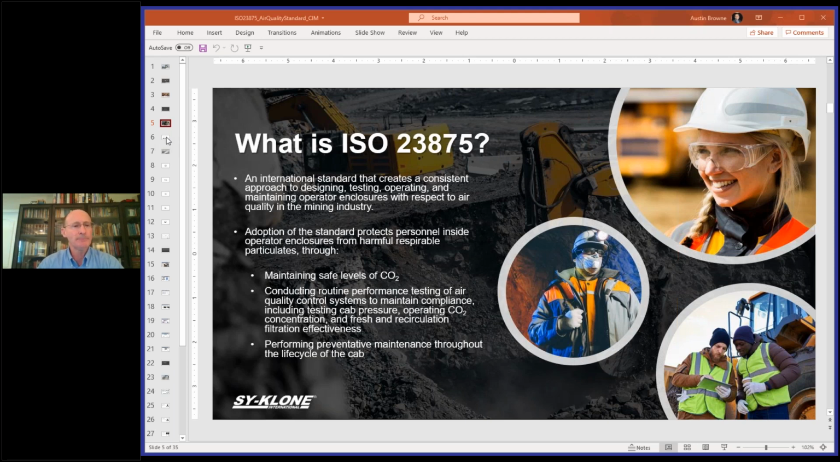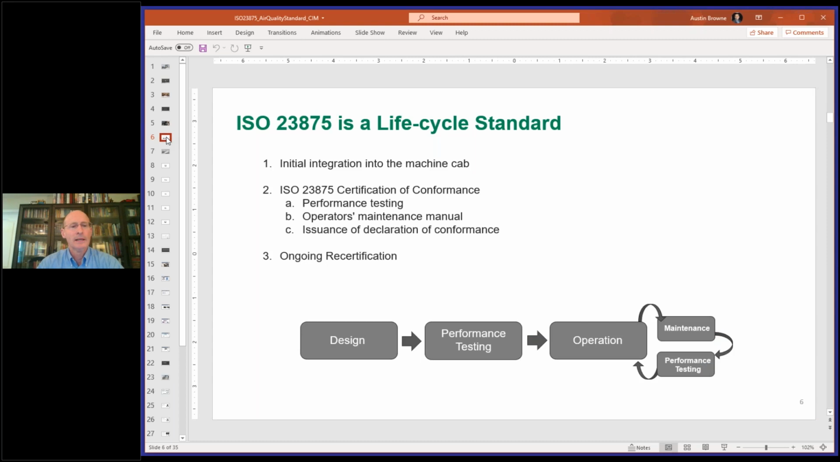If we could go to the next slide. The first thing about the standard that's unique is that it is a life cycle standard. And what that means is that we're concerned about operator air quality not just at the point of manufacture, but throughout the life of that machine.